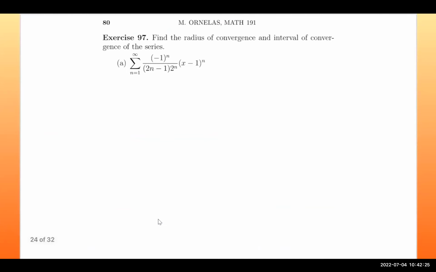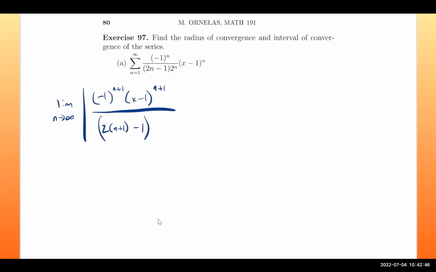This one looks a little bit more complicated. This one's centered around 1, as you can see by this. But we can still apply the same test, the ratio test. So that's going to be negative 1 to the n plus 1, x minus 1 to the n plus 1, over 2 to the n plus 1 times the reciprocal, absolute value.